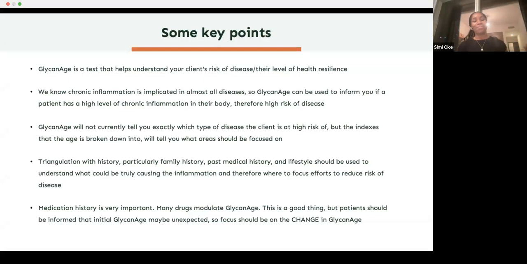Understanding that is really important because it helps you prime the patient in terms of the result. Similarly, if you have clients who are on long-term NSAIDs, so non-steroidal anti-inflammatory medication, or who are on any immunotherapies, of course, this is going to change the GlycanAge as well.